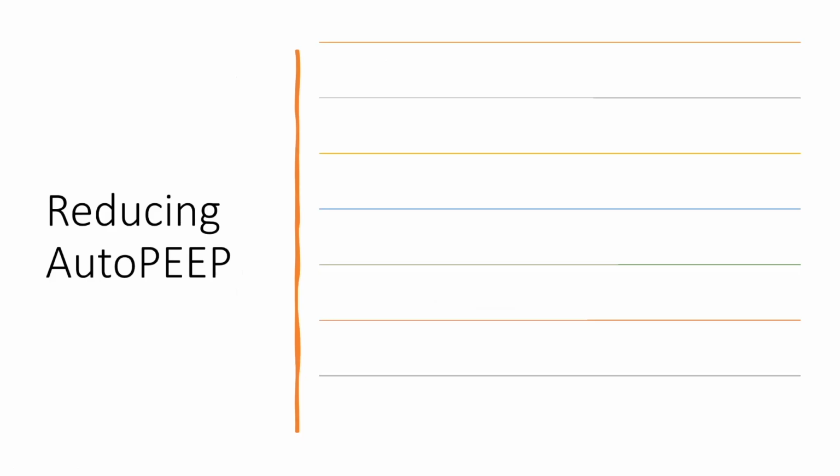So how do you reduce auto-PEEP? Reducing the minute ventilation. Reducing your respiratory rate provides a lot more expiratory time, allows more time for air to get out of the lungs and for the lungs to return back to their natural relaxation state, as well as minimizing your tidal volumes. If you minimize your tidal volumes, then you minimize the amount of time it takes for the breath to get in. So the higher the tidal volume you set, the more time it takes to get that breath in.